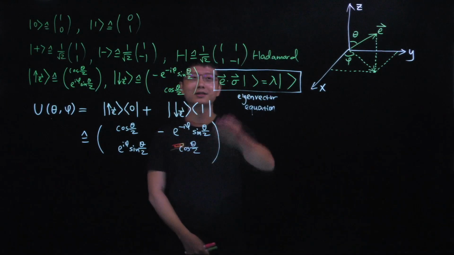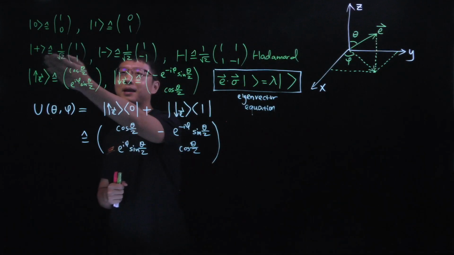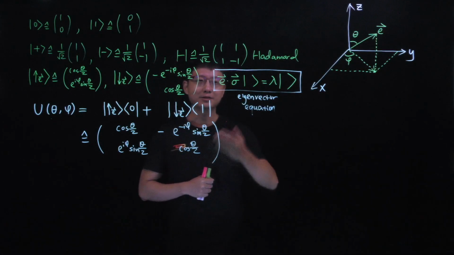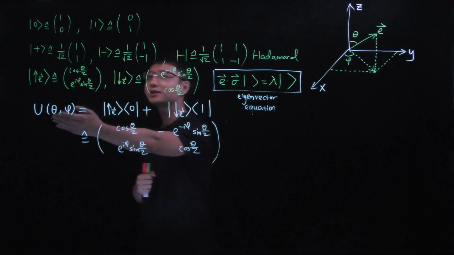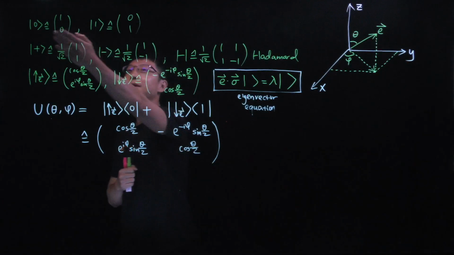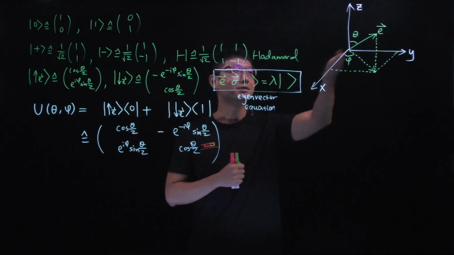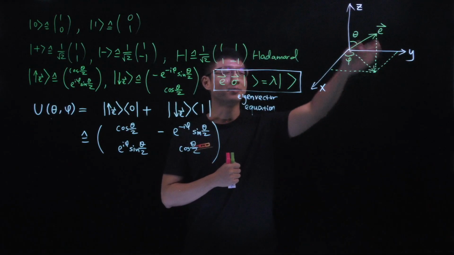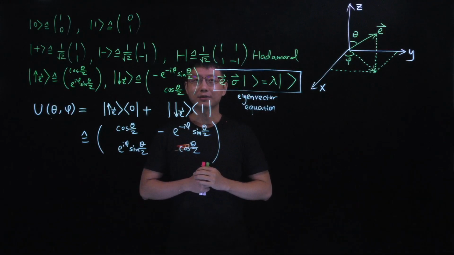We have worked out the Hadamard operator that relates the 0, 1 basis with the plus minus basis. By solving the eigenvector equation over here, we have also worked out the unitary operator that relates the 0, 1 basis with another basis that is specified by this unit vector E in the Bloch sphere representation. Before we move on, an important remark is in order.